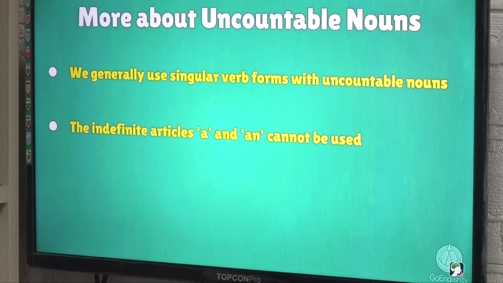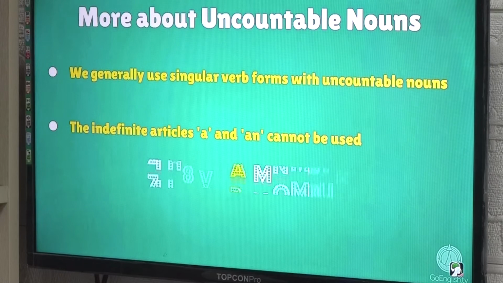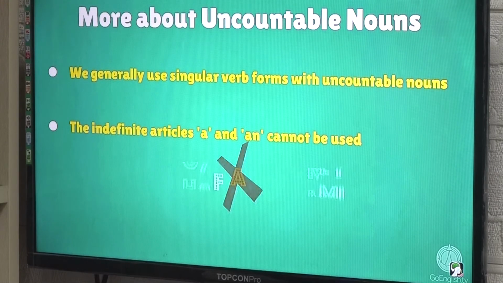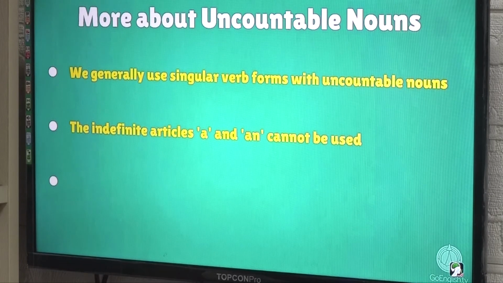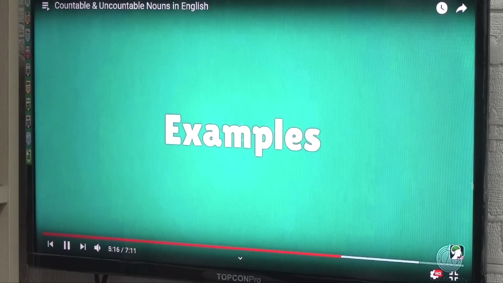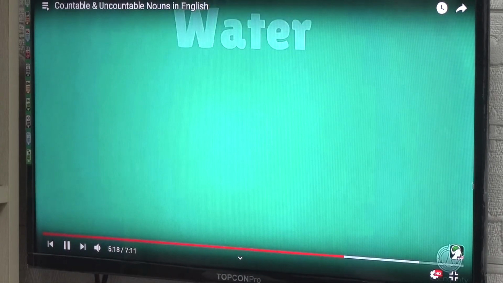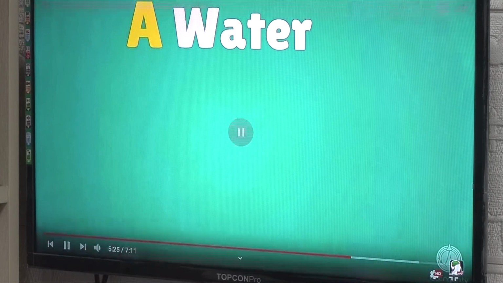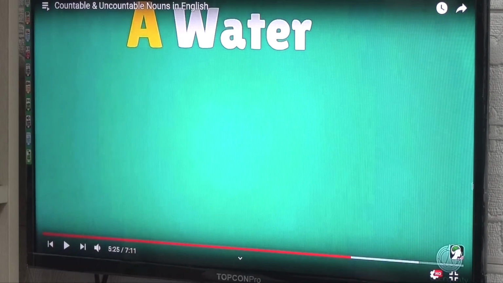The indefinite articles a and an cannot be used. I have a money. No. I have money. We can use some to refer to uncountable nouns. Water. A water. No. Water is not countable, right? So we don't add s.